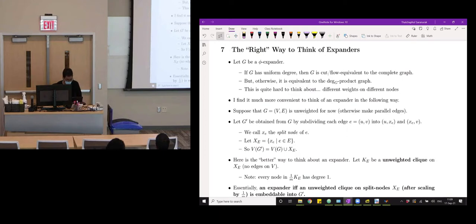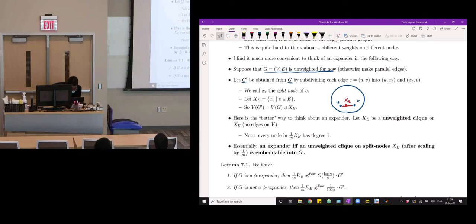So what we were talking about last time: let's say that you have a graph G, and I think of G as an unweighted graph. I define G prime to be the graph where I subdivide each edge in graph G. You have U and V, and now I just subdivide each edge and add a node that represents this edge, e.